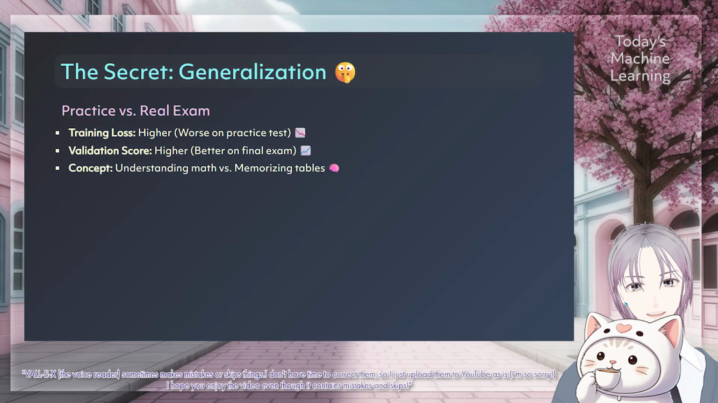I want to share one really interesting secret from the paper. Usually, we think that if an AI has a low score on its practice test, which we call training loss, it is doing a good job. But guess what? Derf actually had a higher training loss than the old methods. Wait, what? That sounds bad, right? But on the final exam, which we call the validation set, Derf got a better score. This is what teachers call generalization. The old methods were just memorizing the answers to the practice test. But Derf was actually learning the concepts. It is like understanding how to do math, instead of just memorizing the multiplication table. That is why it is so powerful.